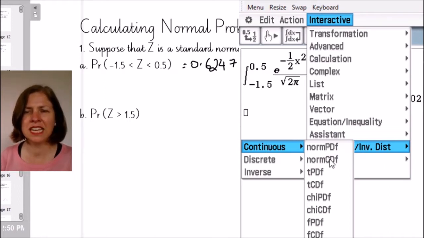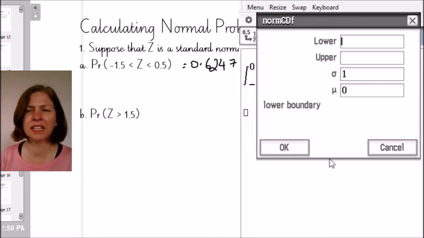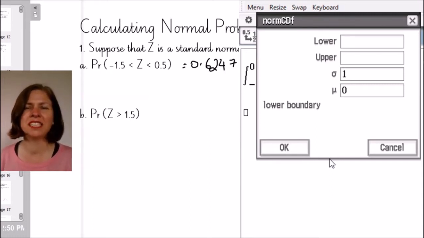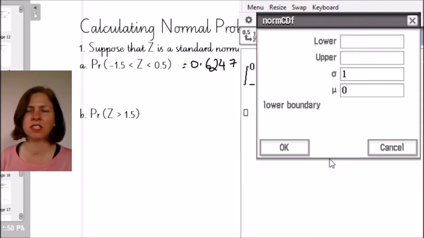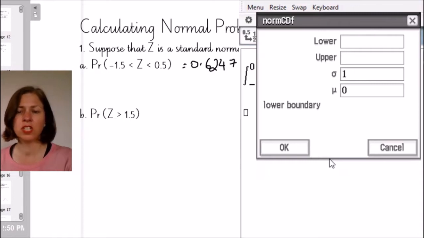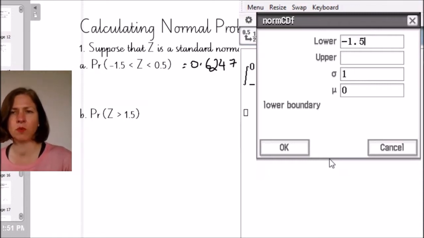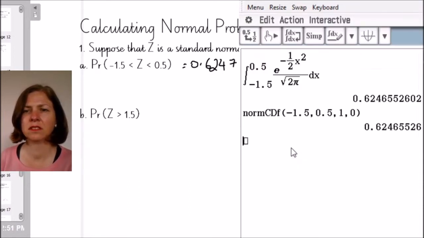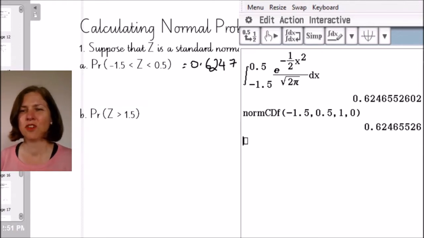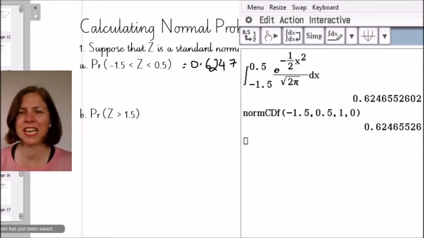Now we want the CDF. That's what we're always going to click. And notice that it comes up automatically with the standard values of the mean of 0 and the standard deviation of 1. So in this question, we don't need to change those. We just enter our lower and upper boundaries. So we're going from -1.5 up to 0.5. We hit enter, and we get the same answer. Not as many decimal places, you notice, but it's enough decimal places for us.